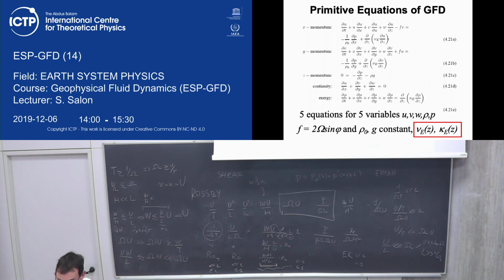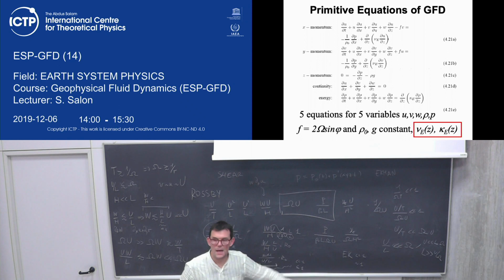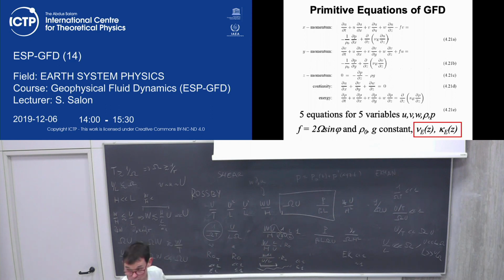Just to be clear, close to the boundary, the Rossby temporal and Rossby numbers are way less than 1. Close to the boundary, there is no problem with the Rossby. It's Ekman. Yes. Okay. Ekman close to the boundary will be order 1. Okay. Exactly. So it means? Order of 1. Order of 1.